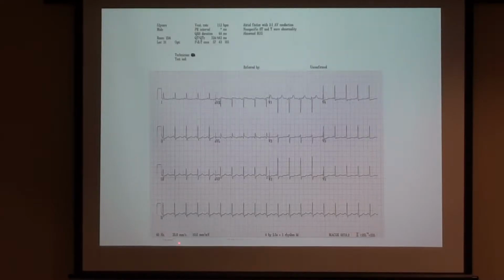It's also helpful to see the run rate, the paper speed rate, which is usually 25 millimeters per second. That means that 5 big boxes becomes 1 second, and each little box is 0.04 seconds. That sort of allows you to be measuring in the usual sort of way. It doesn't have to be that way. You can make it different.